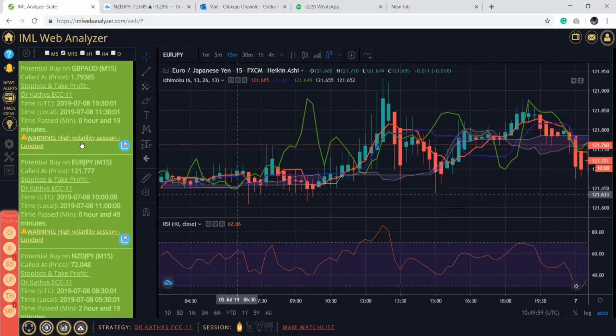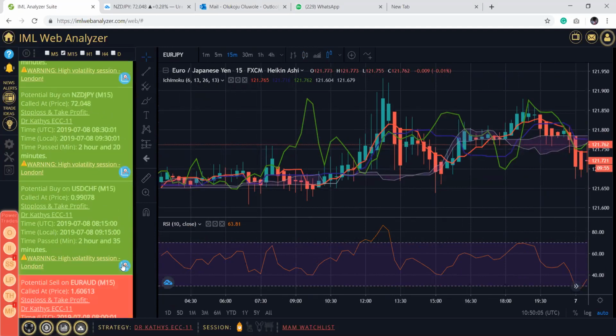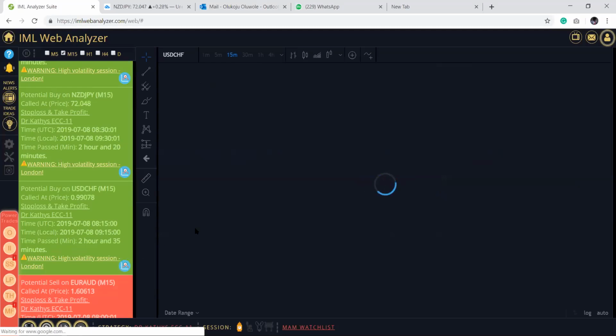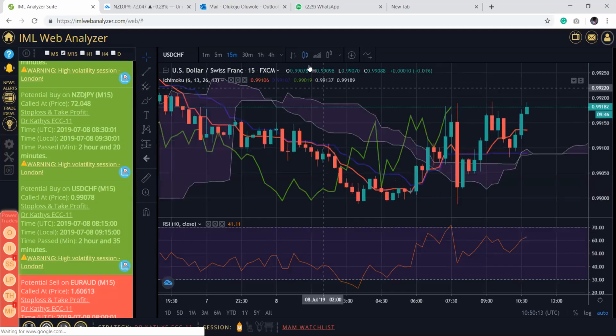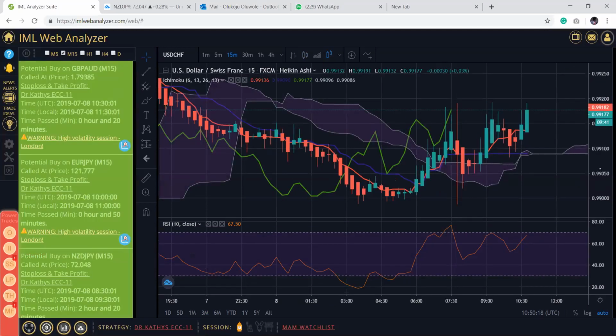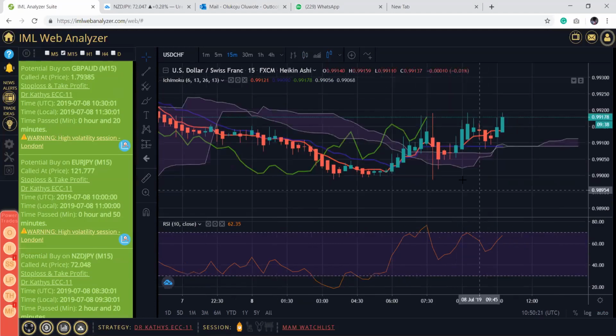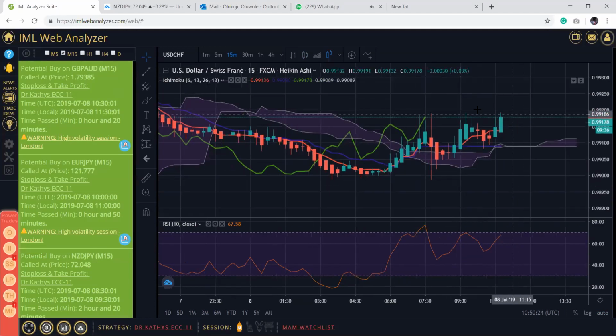All right. So let's look at another example. Let's look at USD CHF that was called about 2 hours ago for a buy. Let's check. So it's called for a buy. On 15 minutes, let me change it to Aiki candle. Now, using the Aiki candle, it actually shows that it's a buy right now on 15 minutes. Though there is a little resistance here because it got to this point and reversed, got to this point and reversed. Now it's at that point. But with the Aiki candle, you can see that it's actually a buy at this point.